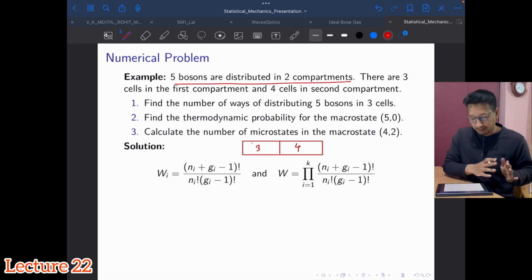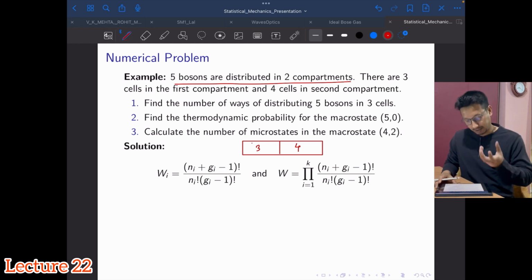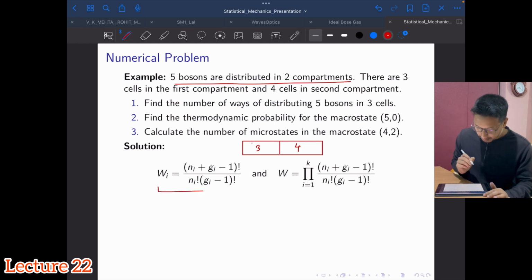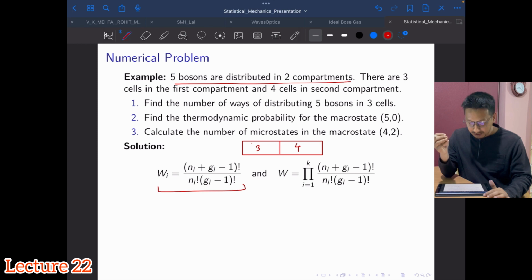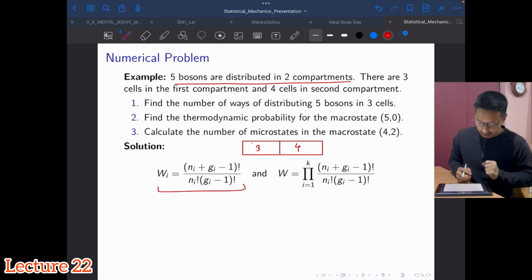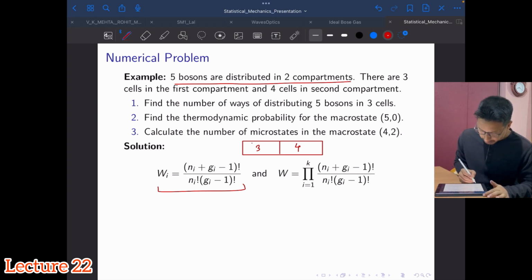We have seen in the previous video how to calculate the number of ways to distribute Ni bosons in Gi number of cells. The number of ways is given by this particular equation that we have seen. This is Wi, which gives you the number of ways to distribute. Ni is the total number of bosons to deal with, and Gi is the number of cells present in a compartment. So nothing we have to do, simply we need to substitute. We are doing the first part of the problem, so we need to find Wi.